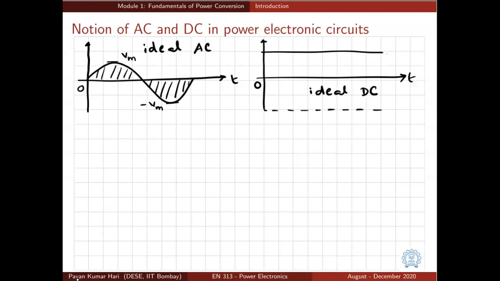Here is how we distinguish. A waveform having zero average value is considered as an AC waveform, while that having a non-zero average value is considered as a DC waveform. Zero average value and non-zero average value.